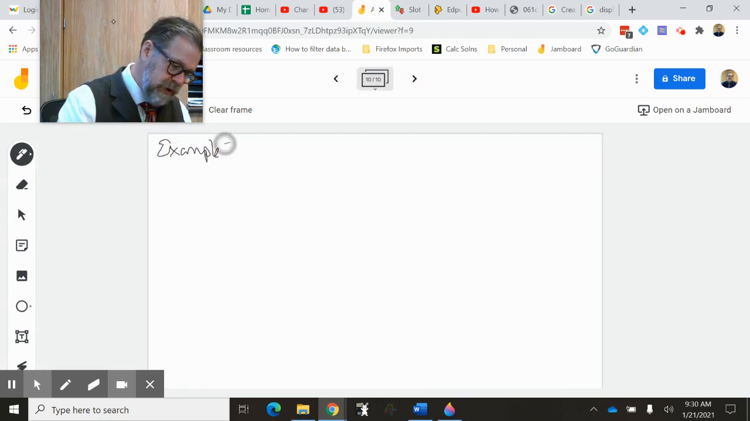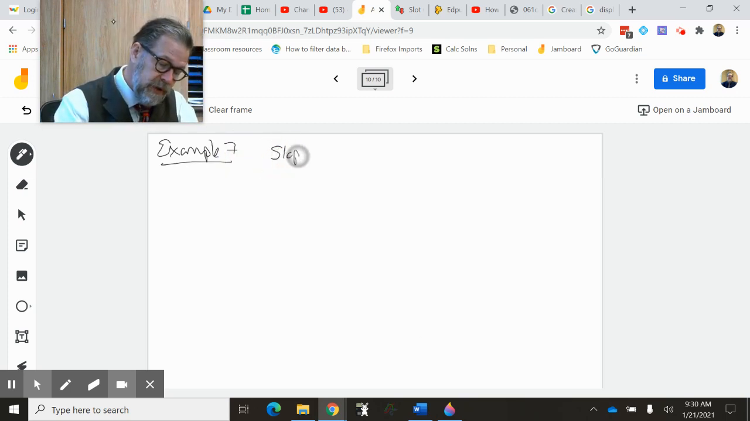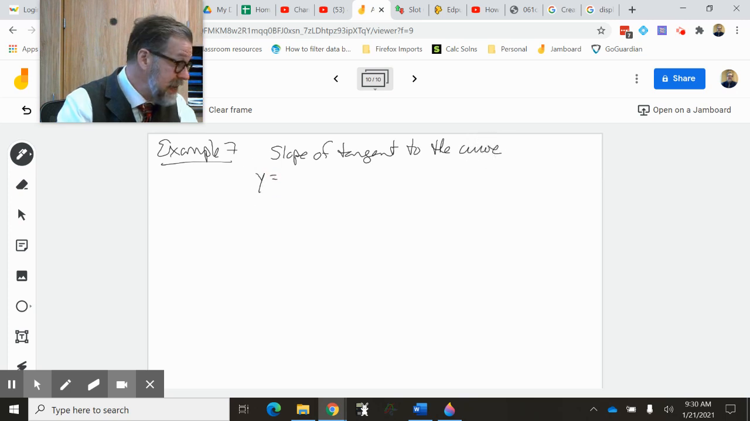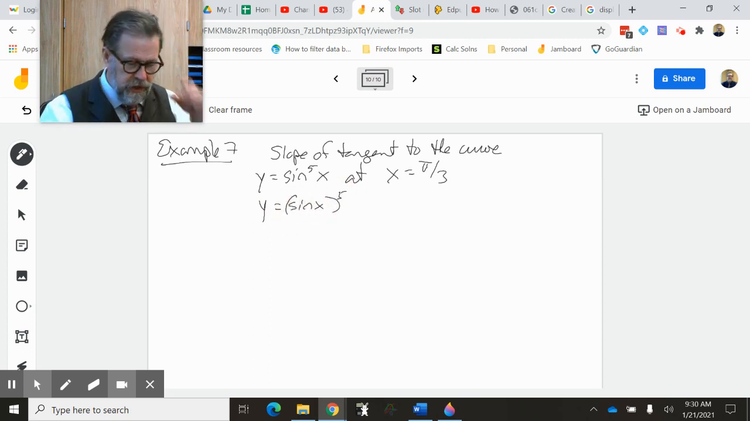Example number 7. We want the slope of the tangent to the curve y equals sine to the 5th power of x at x equals pi over 3. So remember that this is how we write sine of x raised to the 5th power. Those are the same thing.